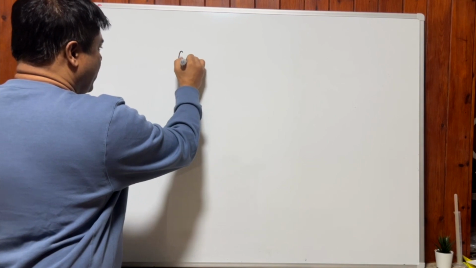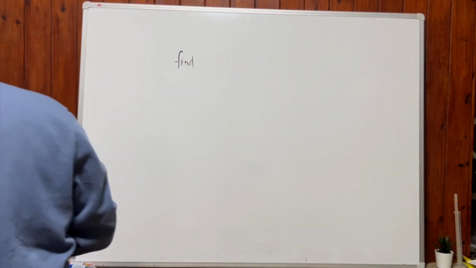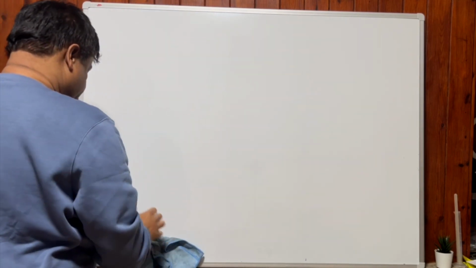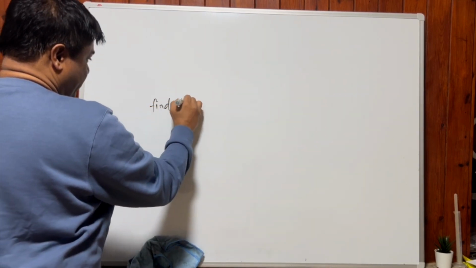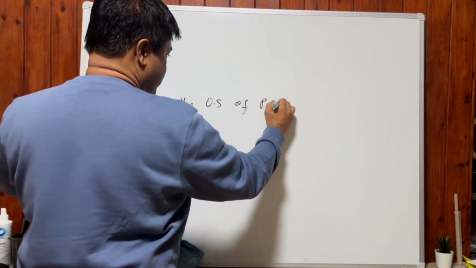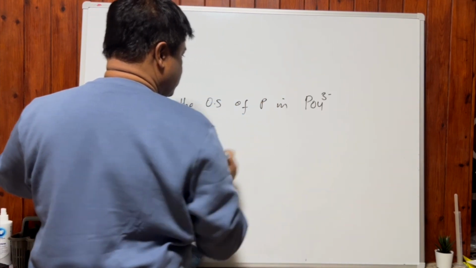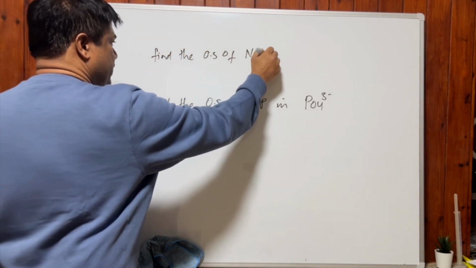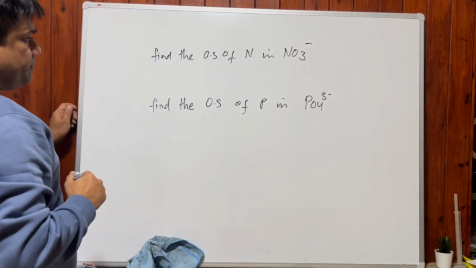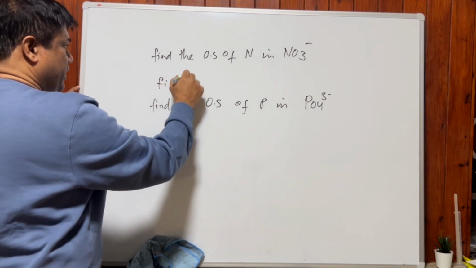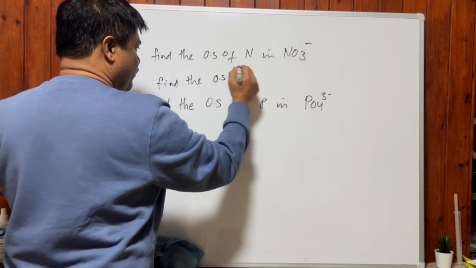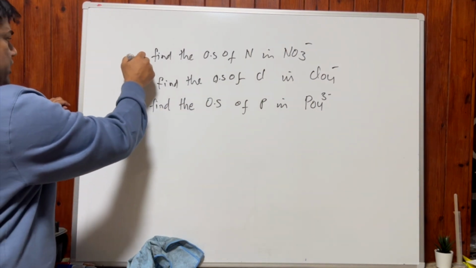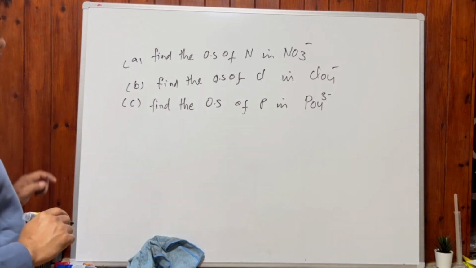Oxidation state of any element in the given ions, guys. Find the oxidation state of phosphorus in PO4 3 minus. Find the OS of nitrogen in NO3 minus. Find the oxidation state of chlorine in ClO4 minus, perchlorate ion.